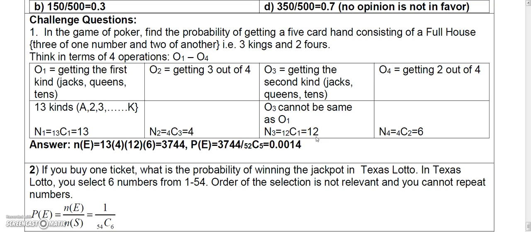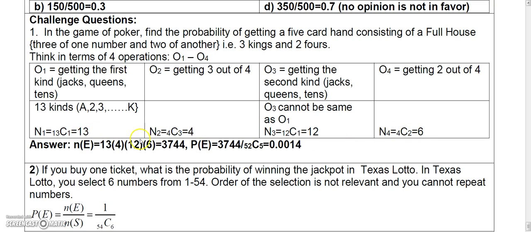So there would be 12 left. And then of those 12, we want to get 2 of those. So of those 12 kinds, there's 2 out of 4 ways. We want to figure out how many ways we can get 2 out of the 4 of those kinds. So 4 choose 2. So there's 6 ways to get 2 out of any kind. So there's 6 ways to get 2 aces out of 4. There's 6 ways to get 2 kings out of 4 kings. There's 6 ways to get 2 queens out of 4 queens, and so forth.